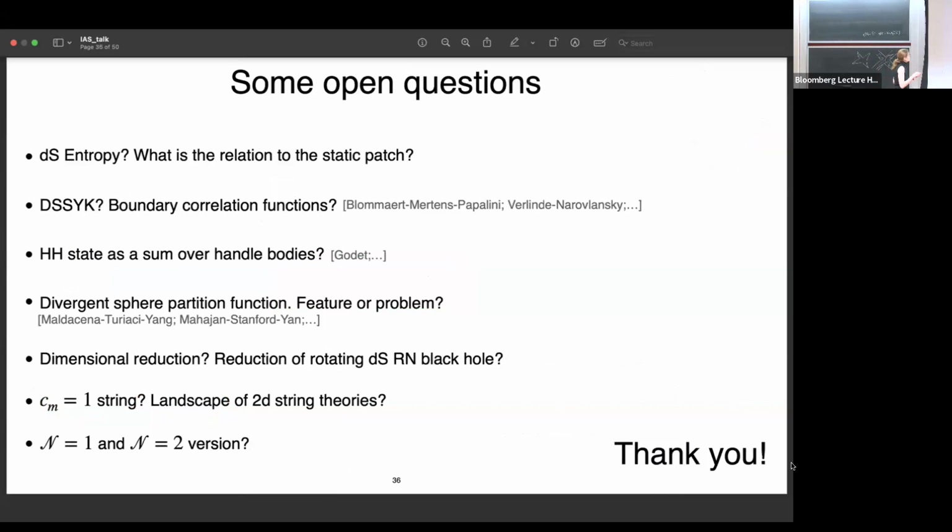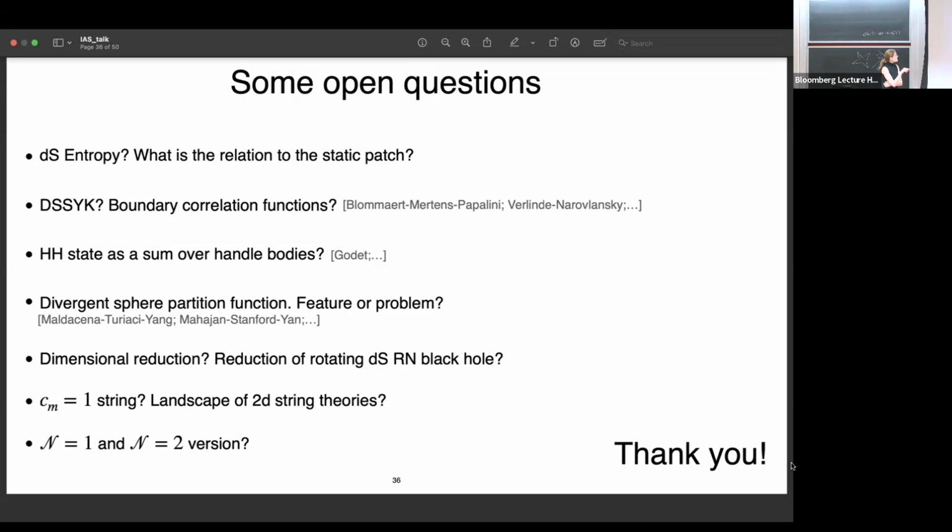An interesting question might be, is there some relation to the static patch as well? In the end, the static patch is what we see. And is there some relation to the de Sitter entropy? As you might know, both the global patch and the static patch bifurcate a sphere. So maybe these two patches actually are somehow related, and we can learn something about the static patch as well. I don't have much to say about this, unfortunately.